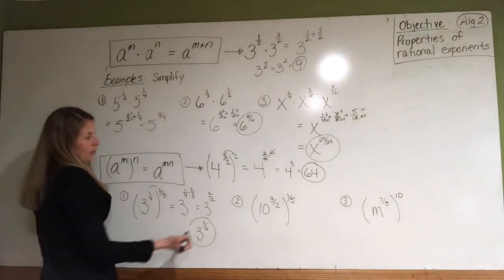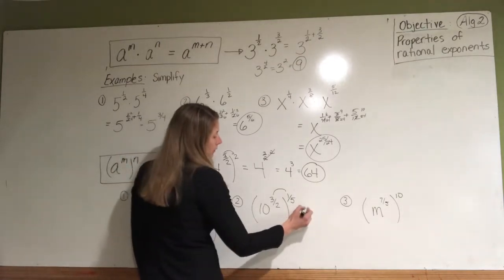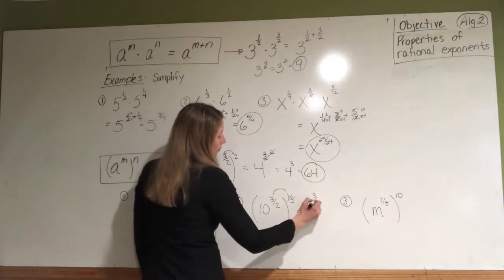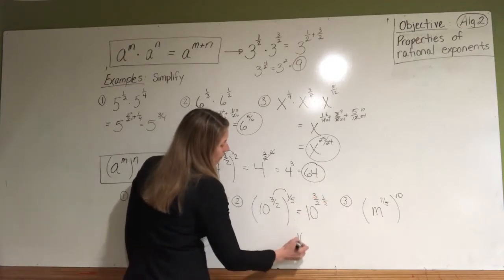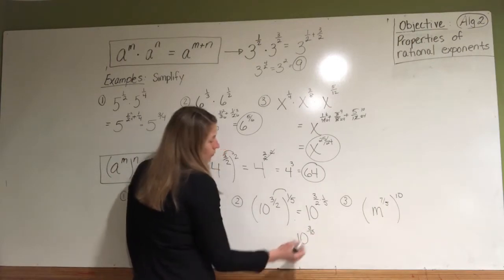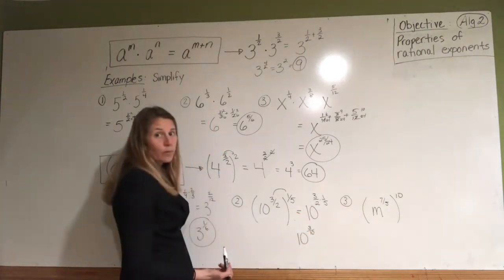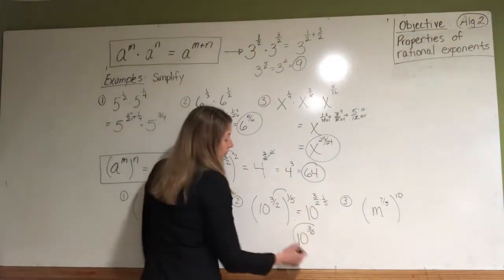All right, the next example here, we're going to again multiply these two powers together. So we have 3 over 2 times 1 over 5. That, of course, is 3 over 10. So remember, when you're multiplying fractions, you just multiply the numerators straight across, and you multiply the denominators straight across.